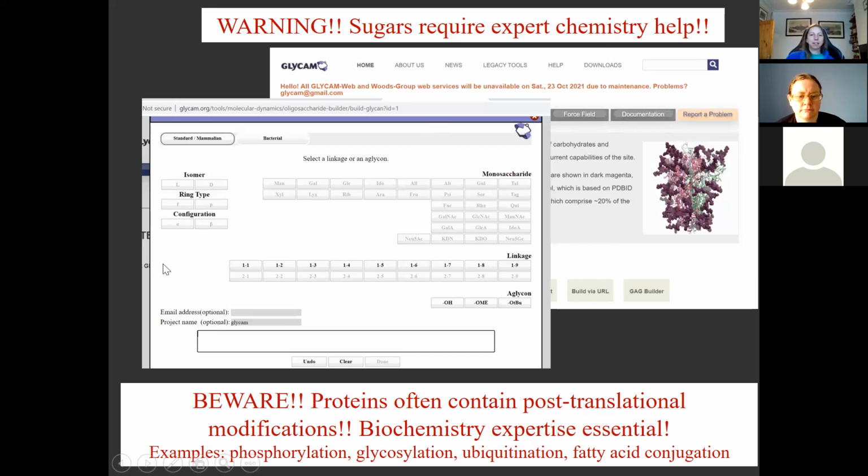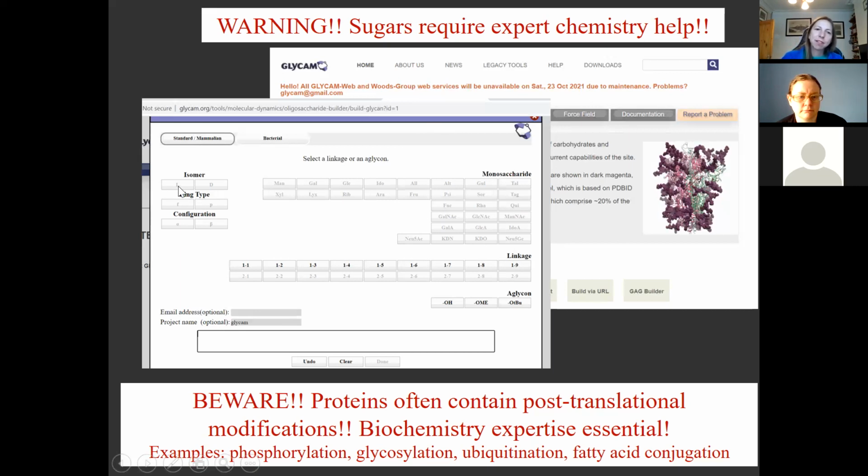So just to show you how horrendous the situation is, this is a screenshot from the Glycan building tool. So you first decide, okay, I'm going to build a sugar. Is it going to be a mammalian one or a bacterial one? There are different options for the two, because bacteria and eukaryotes have got different bases of sugar. So first of all, you have to choose which sugar you want. There's this big choice of monosaccharides here, so you have to choose one of these.